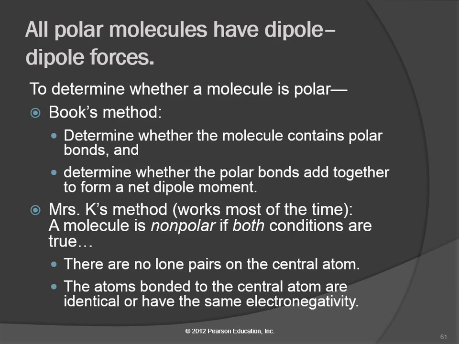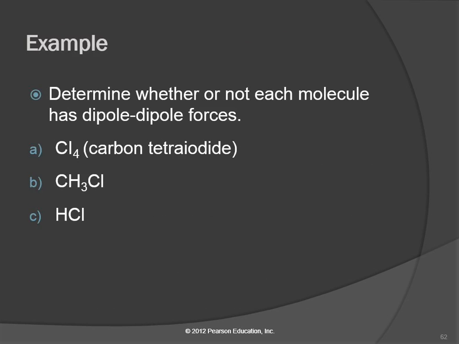So all polar molecules have dipole-dipole forces. We need to be able to recognize polar molecules. So there's the book's method, and this is my method, which is going to work most of the time. We talked about this before, but a molecule is nonpolar if both conditions are true: no lone pairs on the central atom, and the atoms bonded to the central atom are identical or have the same electronegativity. So determine whether each molecule is going to have dipole-dipole forces. What we're really asking is, are these molecules polar or nonpolar?